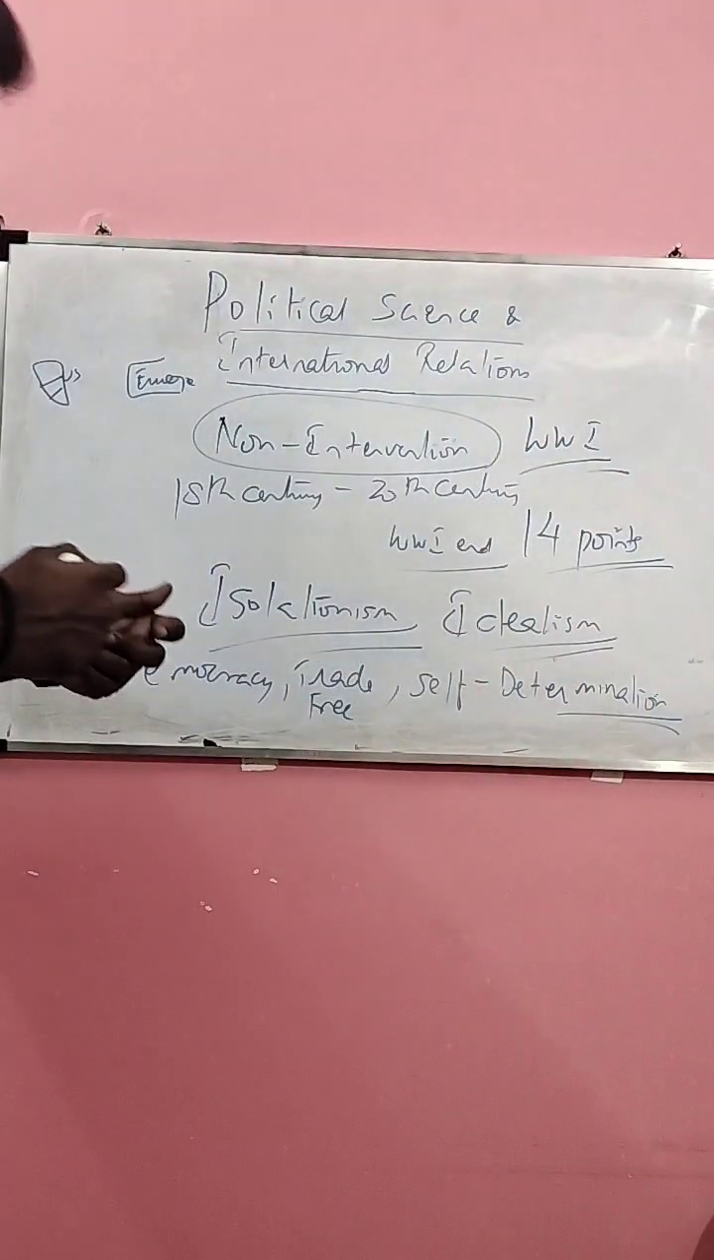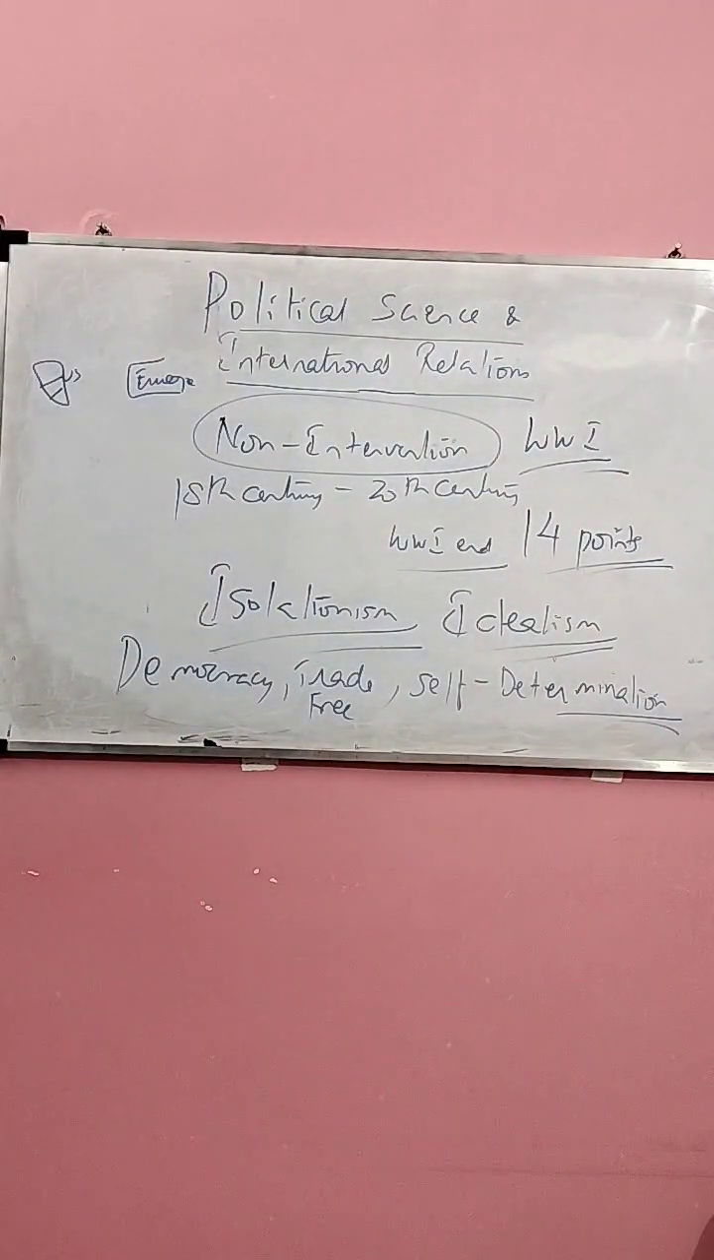14 points of Woodrow Wilson were reflecting idealism. The domestic values of US, the non-interventionist state at the time, were actually manifesting themselves in the form of the foreign policy of US. This was the 14 points. 14 points were greatly welcomed by the people of US. It helped Woodrow Wilson in his elections.